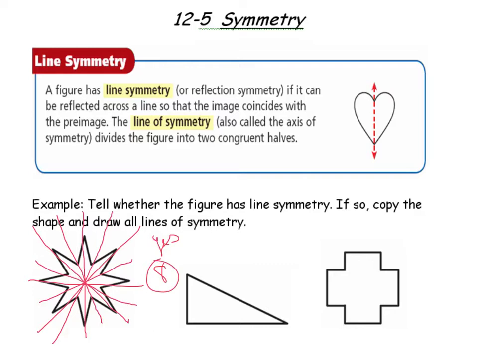All right, I would like for you to do the next two, so pause me, come back, and then we'll talk about it. Okay, so this one's a big fat no. I cannot draw a line in here so that one side is congruent with the other. This one is a yes. I've got 1, 2, and then 3, 4. 4 lines of symmetry.